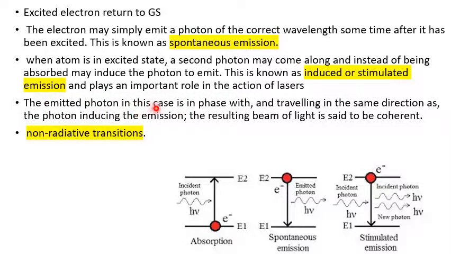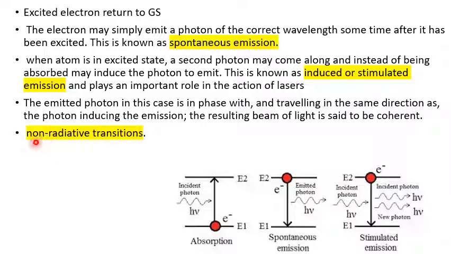The emitted photon in this case is in phase with, and traveling in the same direction as, the photon inducing the emission. The two photons are in the same phase, so that their troughs and their crests are aligned, and the resulting beam of light is said to be coherent, which will be the laser light.